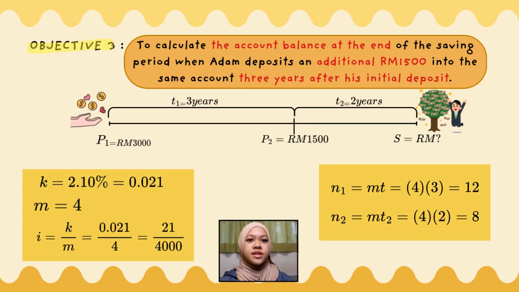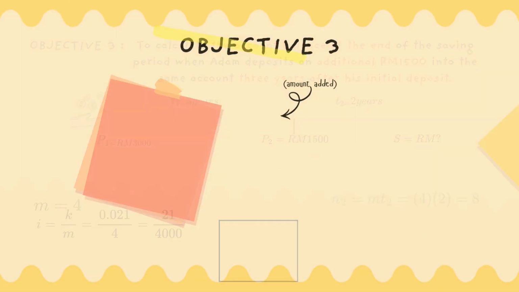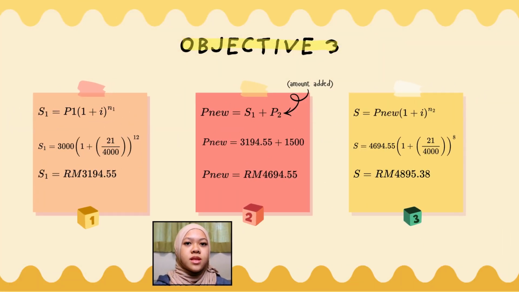Objective 3 is to calculate the account balance at the end of the saving period when Adam deposits an additional RM1,500 into the same account 3 years after his initial deposit. K equals 0.021, M is 4, i equals 21 over 4,000, N1 equals 12, and N2 equals 8. There are 3 steps to do objective 3. Step 1 is using the formula S1 equals P1(1 plus i) to the power of N1. And then put the information into the formula and we will get RM3,194.55.